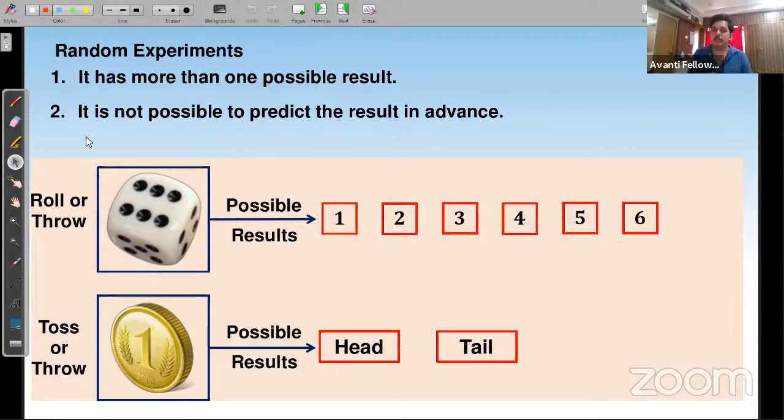Means at least two, two or three, anything, such that the output should be unknown. It should not be known, okay? Like you don't know what the output is, guys. That is the thing. So that is called a random experiment, right? Everyone agree or not? Please tell me. Okay. So if someone is talking about a random experiment, this is the definition.